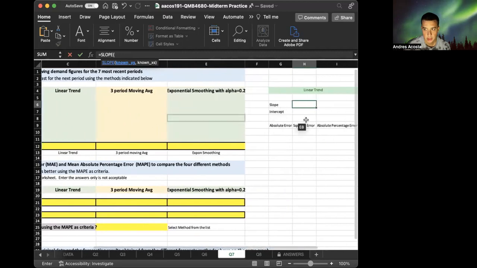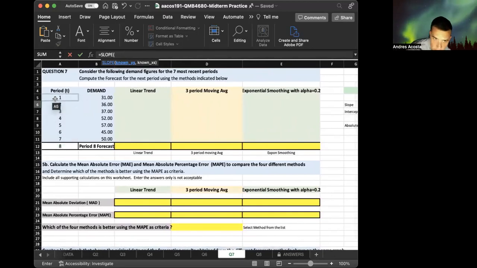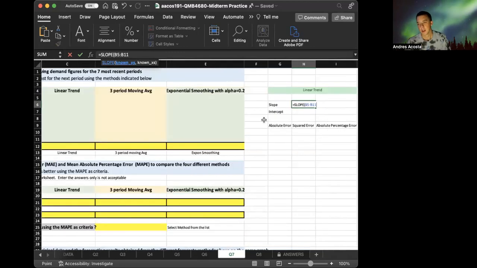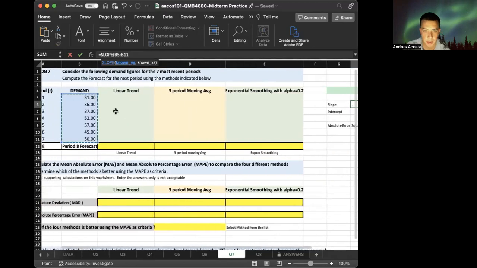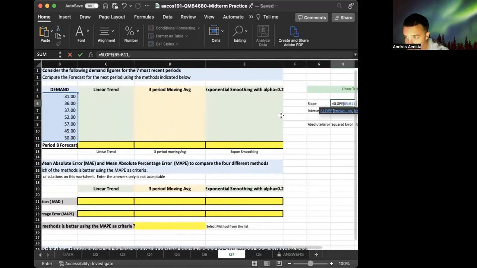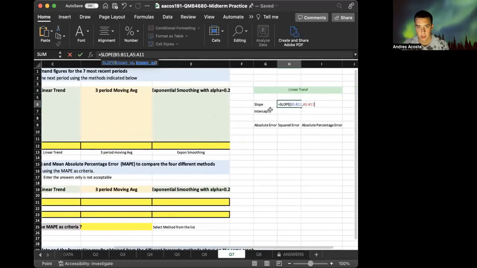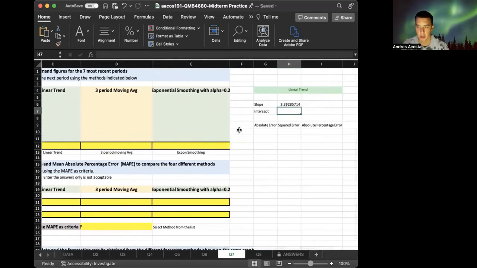It is asking first for the y, meaning if the period is the x, the independent variable, then demand would be the dependent variable. So this would be the demand, B5 to B11 for our y's. Then we click comma to put in our independent variable, the x, which is the period time 1 through 7, and we click enter. That would be our slope.